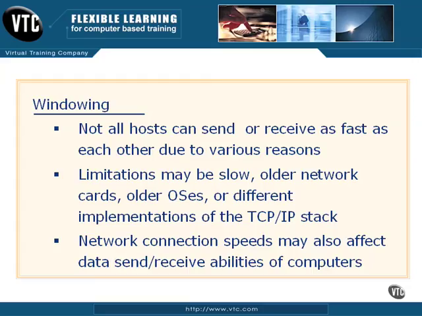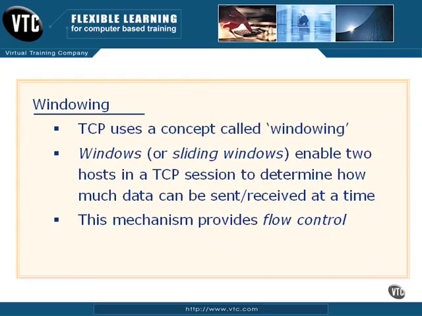Another factor could be network connection speeds. For example, a computer using a gigabit Ethernet sending data to a computer that's using a 10/100 Ethernet card may have some problems sending and receiving data at the same rate. In order to get around this, TCP uses a concept called windowing. Now we call these windows or sliding windows, and of course don't get this confused with the operating system Windows. This has nothing to do with Windows.